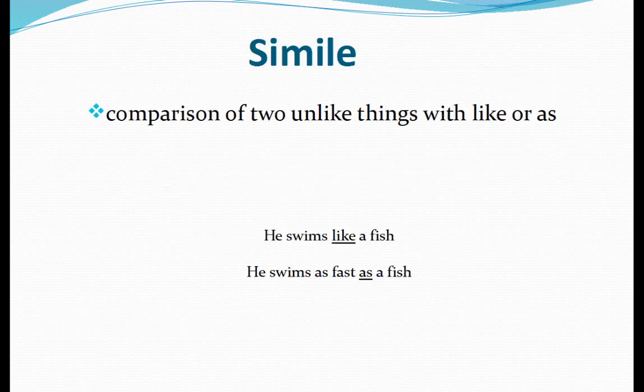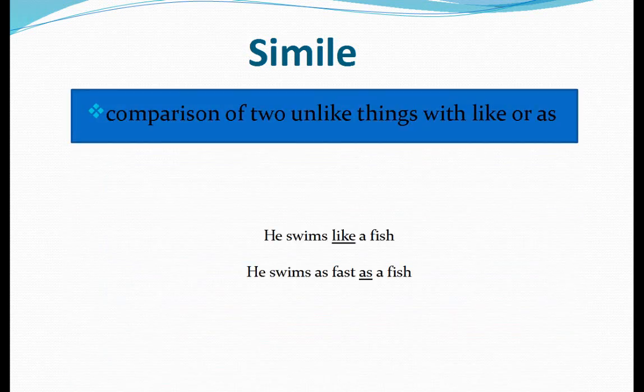Authors sometimes use similes in their poems. A simile is a comparison of two things with the word "like" or "as". In the sentences "He swims like a fish" and "He swims as fast as a fish", a male person's swimming style is compared to the one of a fish that spends all of its life inside the water.